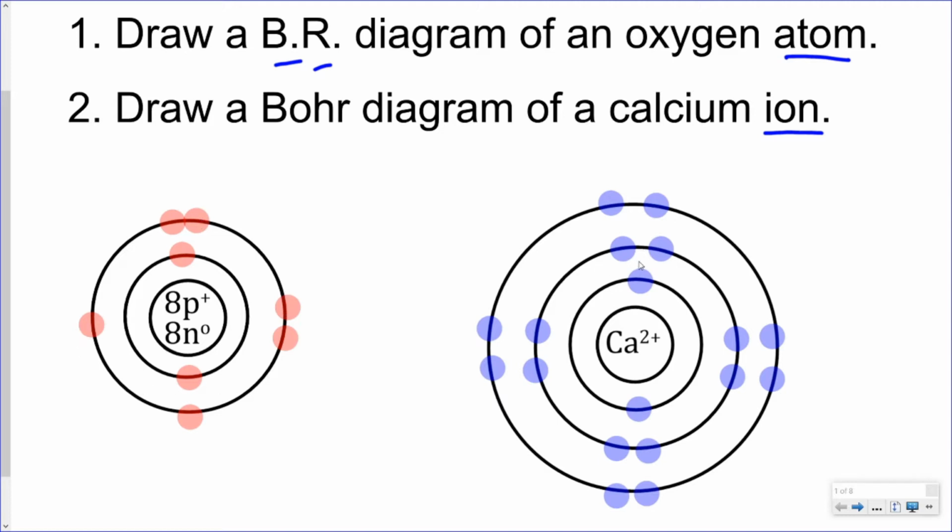Draw a Bohr diagram of a calcium ion, so that's after it has gained or lost electrons. Calcium is a positive ion. It loses 2 electrons. Remember, losing negatives makes you positive. So it's Ca2+, and we would have 2 in the first orbit, 8 in the second, 8 in the third, for a total of 18. Hopefully you got those 2. If you didn't, go back and review how to draw Bohr-Rutherford and Bohr diagrams of atoms and ions. Those are going to be important for today's lesson.